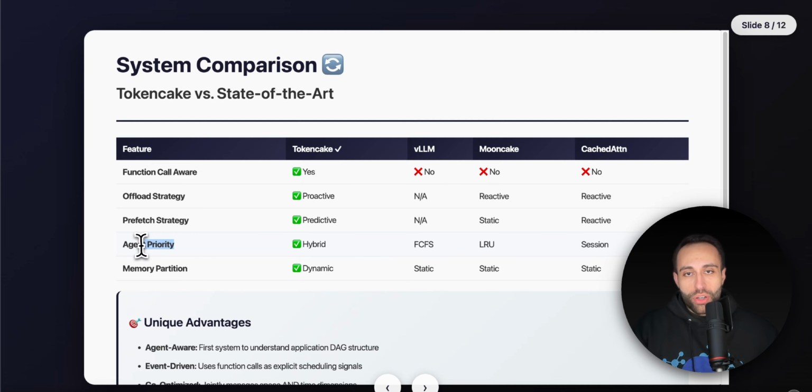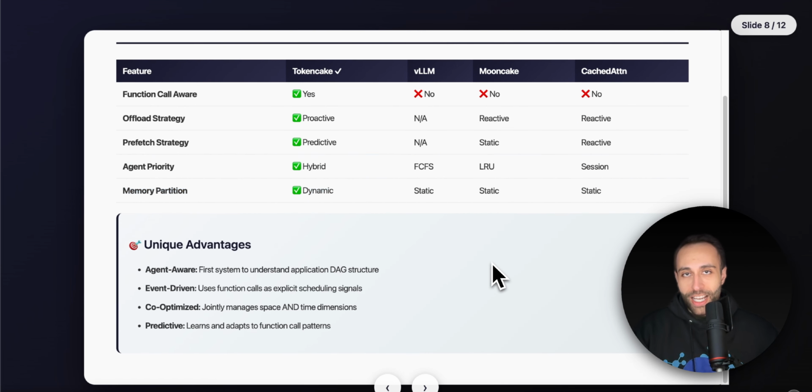Now for agent priority, again, this is the only one that has a hybrid approach, understanding agent criticality, but vLLM is just first come, first serve. The other ones are not even considering your agentic use case. And memory partition, as I discussed, for having dedicated usage of memory for critical path versus non-critical or shared pool, they have a dynamic approach as we discussed, but the rest are just pretty static.